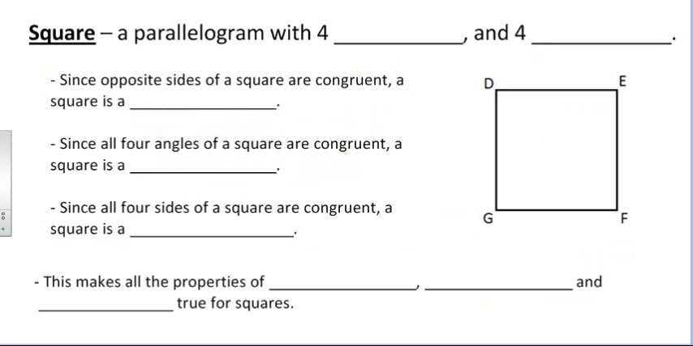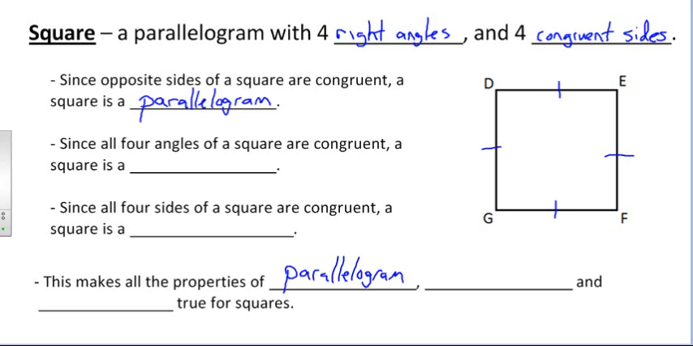Let's move on to squares. If a parallelogram is a square, then I know it has four right angles and four congruent sides. Well, since opposite sides of the square are congruent to each other, that makes a square a parallelogram. And since all four angles of a square are congruent to each other, so these are all right angles, that makes a square a rectangle.